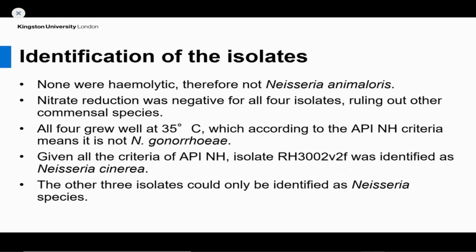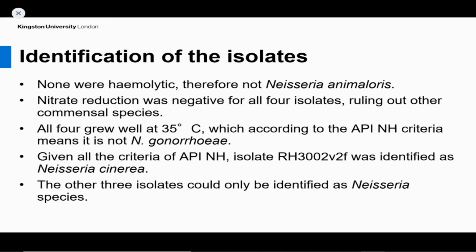Identification of the isolates first began in the lab. None of them were hemolytic, so therefore they aren't Neisseria animalis. Nitrate reduction tests were done, and they were negative for all 4 isolates, which ruled out a whole host of other commensal species. All 4 of them grew at 35 degrees C, which according to our API NH criteria for using our API strips, that meant that they weren't Neisseria gonorrhea. Now, there's various things in the literature about the types of strains of gonococcus, but we also had other evidence that these weren't gonococci.